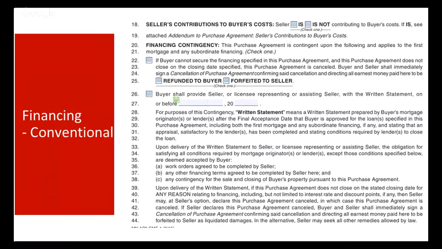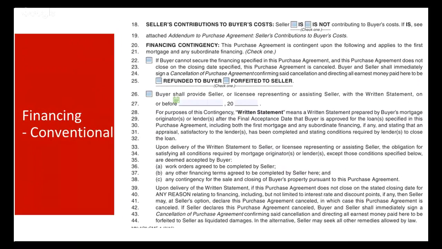All right, let's look at line 26 now. Buyer shall provide seller or the seller's agent with a written statement on blank date. This date I usually personally pick either about a week or a week and a half prior to closing. That usually gives your lender enough time to produce this written statement, and it's well out enough from closing to give everybody a warm and fuzzy that we're looking good.